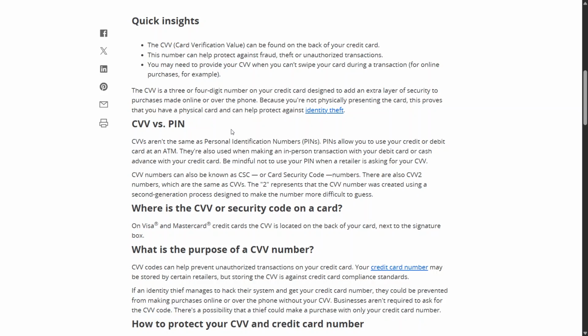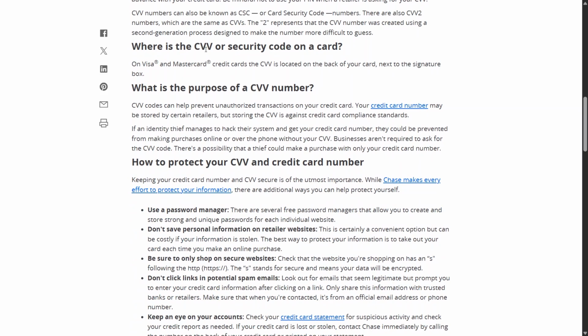Pick up your Chase credit card and turn it over to the back side. Look near the signature box. You will see a 3-digit security code printed there. This 3-digit number is your CVV. You may be asked to enter this code when making online purchases, phone orders, or other transactions where the physical card is not being swiped or inserted.